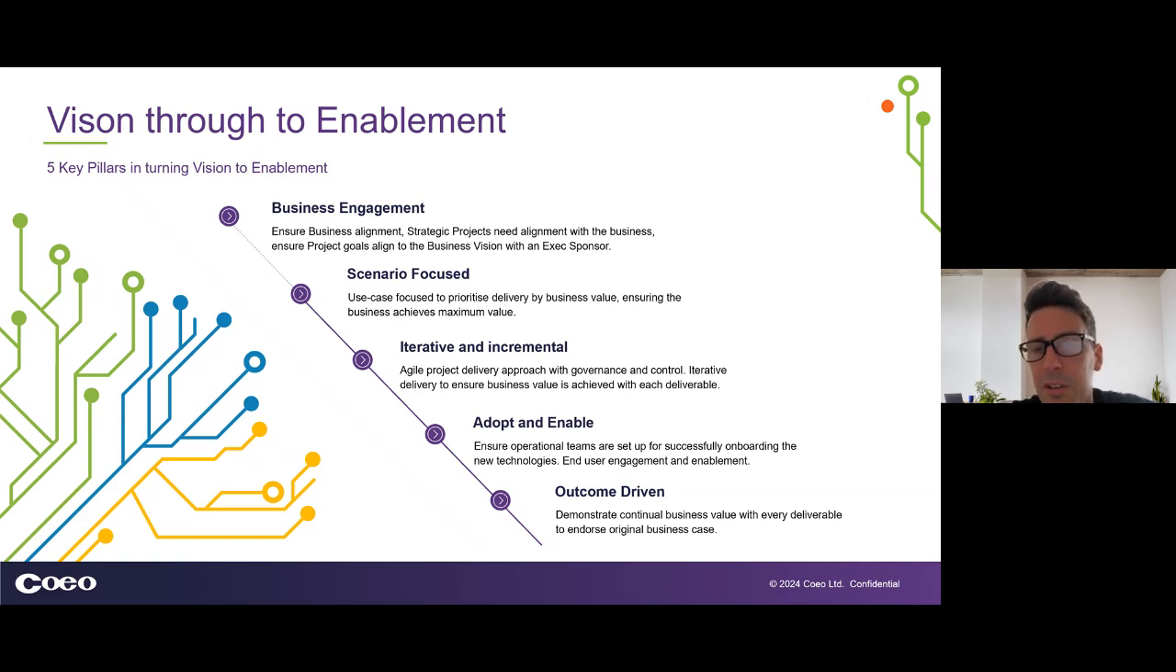And then it enables us to be outcome driven and reach those project and data goals that are aligned to the business vision. So it all starts with the business vision and where the business needs to go, then filtering that down into departmental goals, and then breaking them down into use cases.